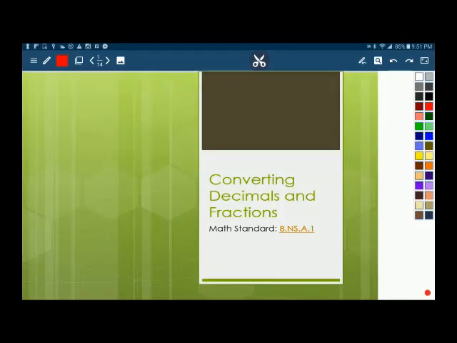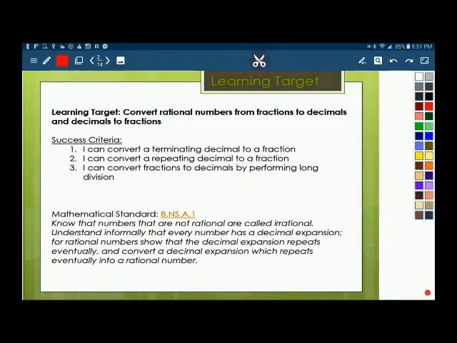And today we're going to be talking about how to convert decimals into fractions and fractions back into decimals. Our learning target today is to convert rational numbers. Okay, I'm going to explain what the word rational means. We're going to convert those rational numbers from fractions to decimals and decimals into fractions. So obviously, there are going to be certain types of numbers we can consider rational.